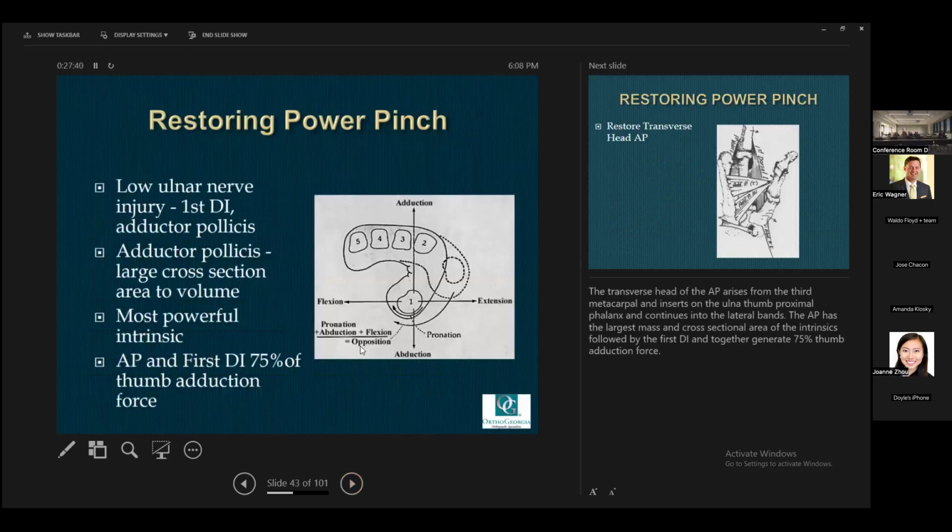So I used to talk about using an FDS transfer. You can do it through the carpal tunnel or through the palmar fascia, but Dr. Smith's transfer is really hard to beat. It involves the extensor carpi radialis brevis transferred through the second intermetacarpal space. And this drawing is from his original paper.